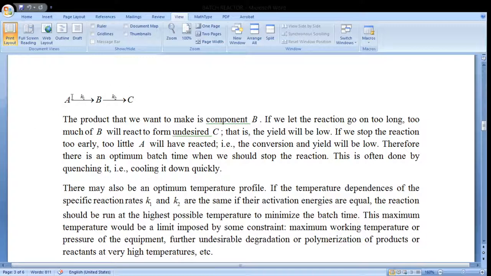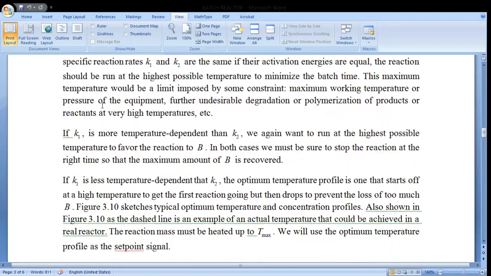Let's say K1 is highly dependent on temperature. Then we should have a sufficiently high temperature so that A can be totally converted into B, and then the reaction must be stopped in order to avoid C. Suppose K1 is a very slow function of temperature; still this reaction needs to be carried out at very high temperatures in order to have the maximum of B. So depending on the dependency of K1 and K2, we have to maintain the temperature.